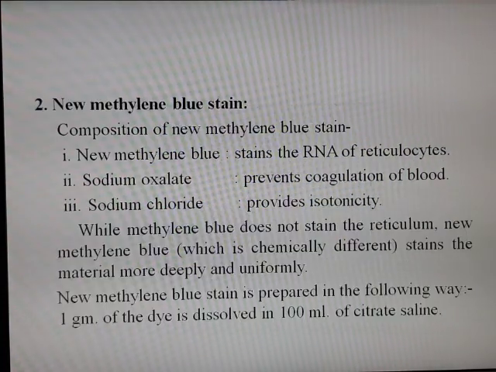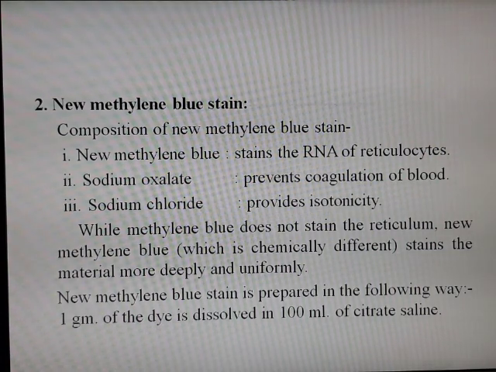Then next, new methylene blue stain. I must mention that new methylene blue stain has a different chemical composition than methylene blue. Now the composition of new methylene blue stain along with the function of each component: number 1, new methylene blue, it stains the RNA of reticulocytes. Sodium oxalate, it prevents coagulation of blood. Then sodium chloride, it provides isotonicity.